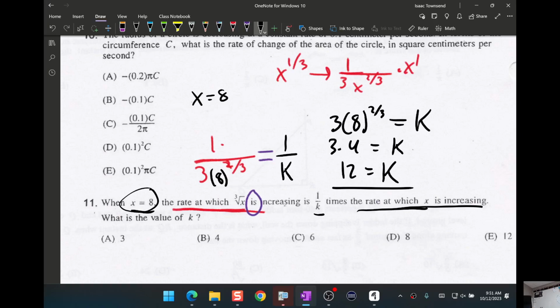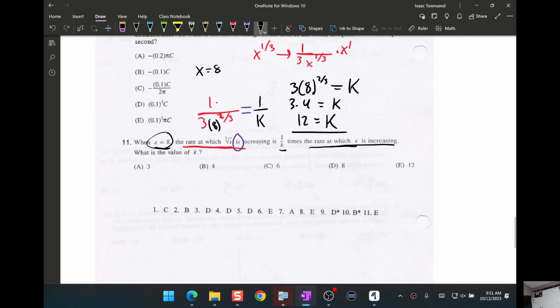So rate of change means derivative. "Is" means equal. 1 over k times the rate of change of x. So 1 over k times x prime. Plug in 8 for x, and then solve for k. The x prime's cancel out. This isn't too bad. And I'm pretty sure that was a no calculator question.